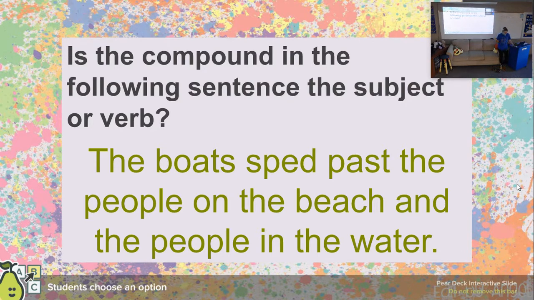So how many subjects and verbs do we have in the sentence? What answer should you have chosen? A, B, or C? Do we have a compound subject? Do we have two or more subjects? How many subjects do we have? Dude, I wrote it on the board. This is not a trick question. How many S's are on that board? One. We have one subject. How many verbs do we have? One. Do we have a compound in this sentence?